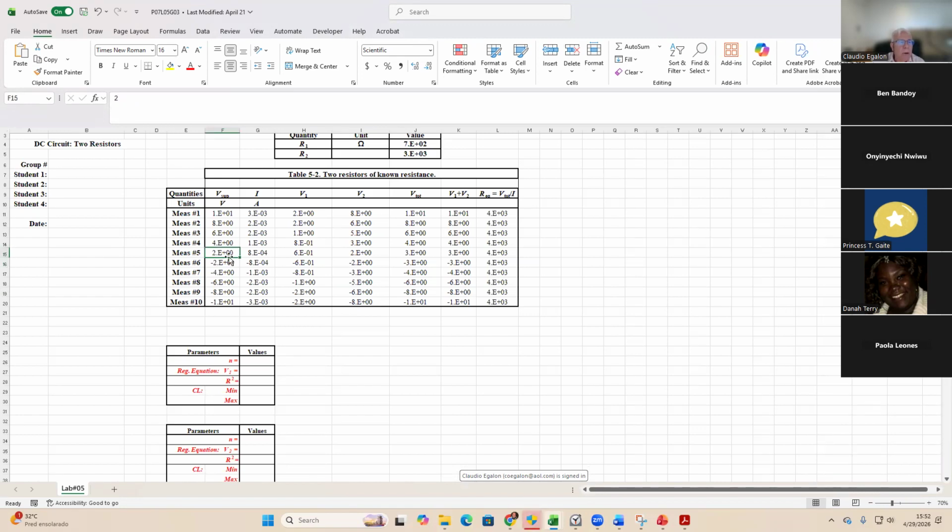Okay, but it's not going to affect your lab. There's a mistake here. Definitely there's a mistake here, because this V sub here was supposed to be close to this V total here. But that's not going to affect your graphs. Don't worry about those mistakes, because it's not going to affect your final result.